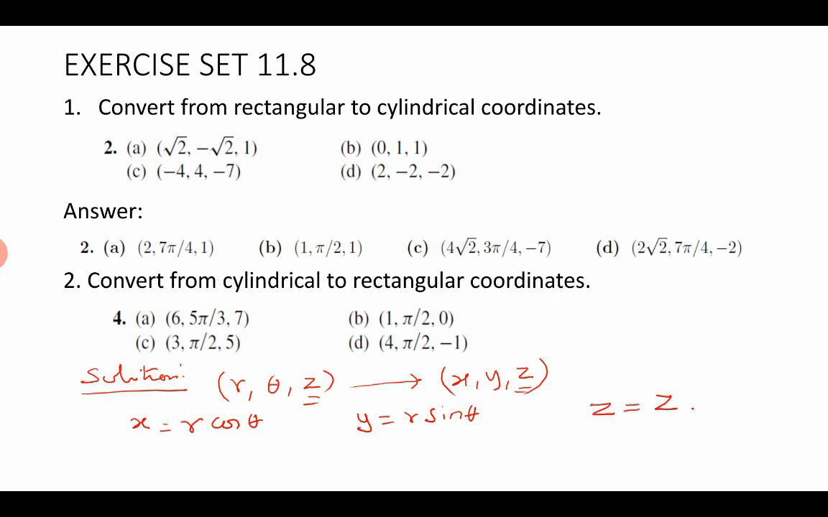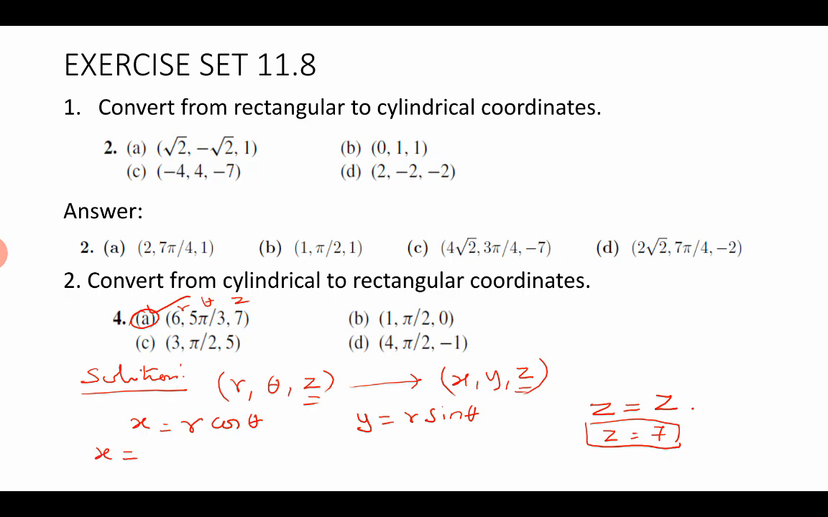So which is our choice? Shall we go with problem number 4a? Okay, so this is r, this is theta, this is z. No change in z, so z is 7. We are supposed to find x and y for this case.